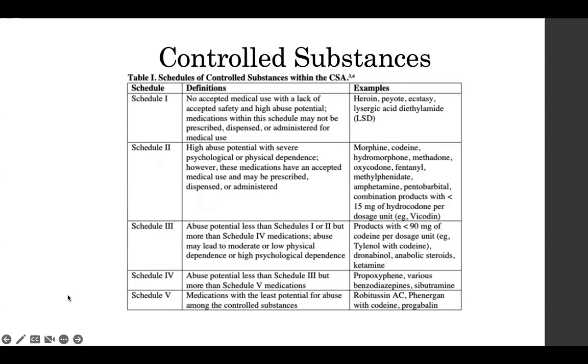Okay. You also have controlled substances that are listed under different schedules. And so your schedule 5 is going to be a medication that has the least potential possibility for abuse among the controlled substance group. So that would be like your Robitussin, your codeine.